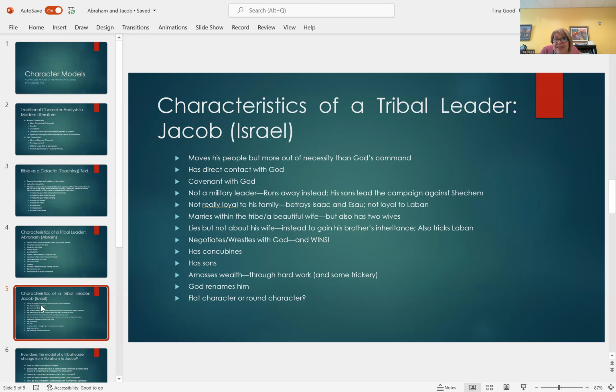He does amass a great deal of wealth, but his wealth is mostly amassed through hard work, not through the selling of his wives and tricking other kings, although he does trick Laban. God does rename him. He becomes Israel. And so, we have to ask also now, is Jacob a flat or round character?